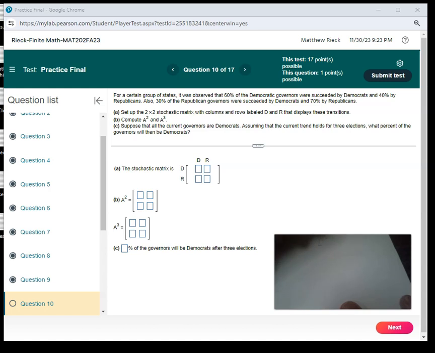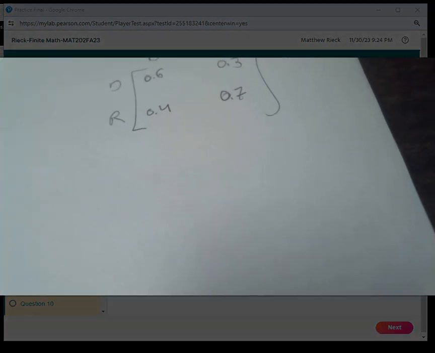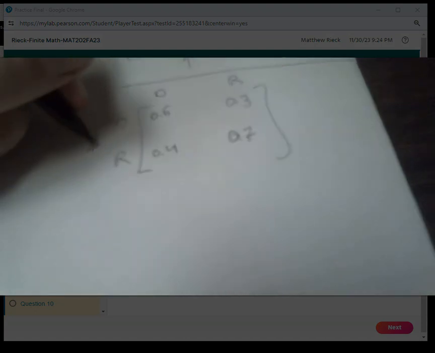All right, so the first step is just setting up your transition matrix. So Democrat to Democrat is 60%, so 0.6, and 40% by Republicans, so Democrat to Republican is going to be 40%. From Republican, 30% were succeeded by Democrats, so we have 0.3, and 70% by Republicans, so we have 0.7. So this is my matrix A.